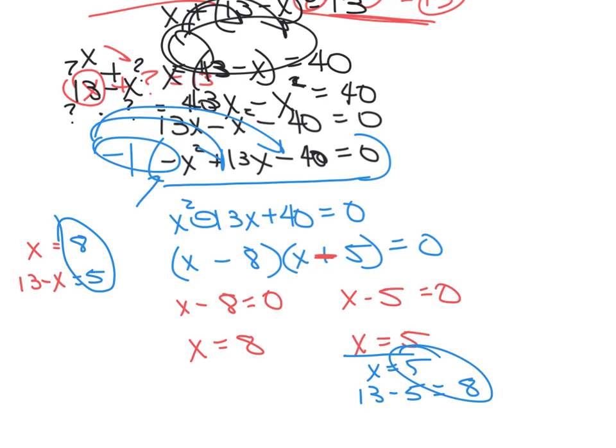So 5 and 8. So it works both ways, because when you multiply something, it doesn't matter if it's 8 times 5 or 5 times 8. So it doesn't matter which one's x and which one is 13 minus x, because when you add them, you're going to get 13, because it doesn't matter what order you add. When you multiply, you're going to get 40, because it doesn't matter what order you multiply. So that's example 2. So let's go on to video number 2, and we're going to get into some geometry.